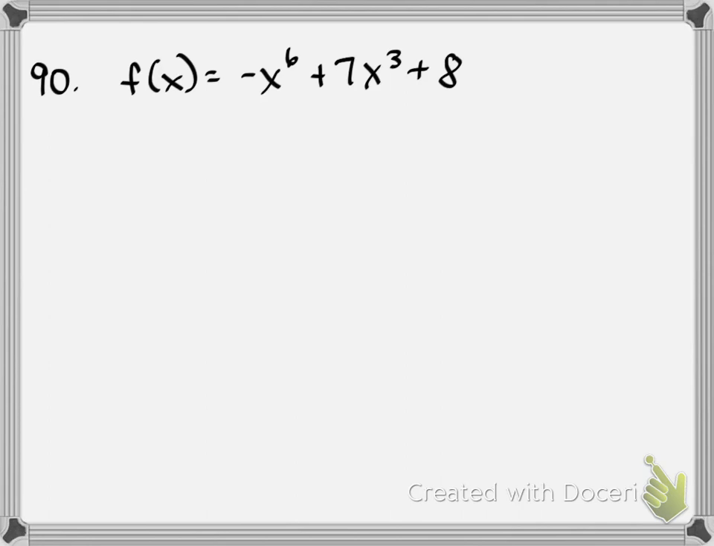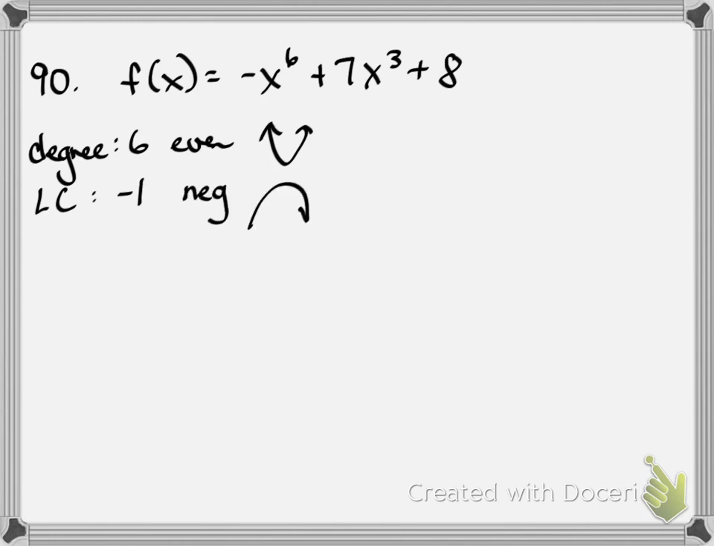All right, the last one I'm going to do is 86. And actually, I think I'll do 90. It looks a little bit more complicated. Alrighty, they want us to sketch the graph by applying the leading coefficient test. So the degree is 6, which is even, which means it'll behave like a quadratic. The leading coefficient is -1, which is negative, which means our parabola is going to be flipped over.